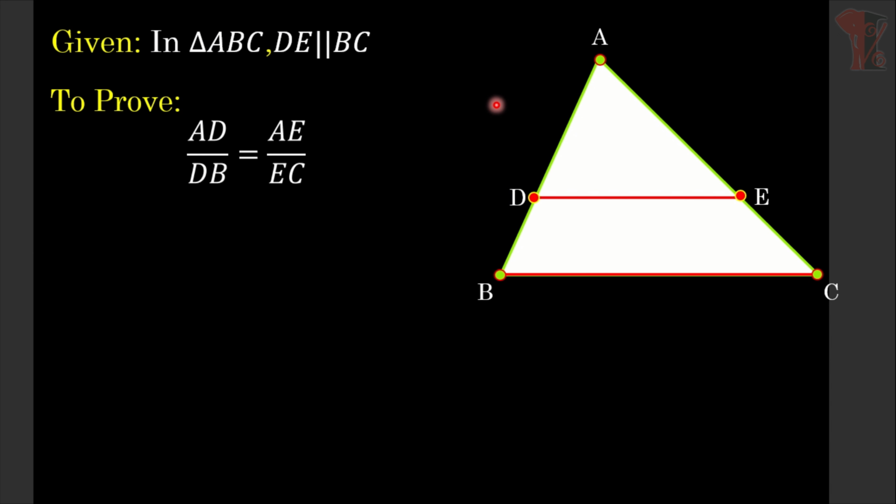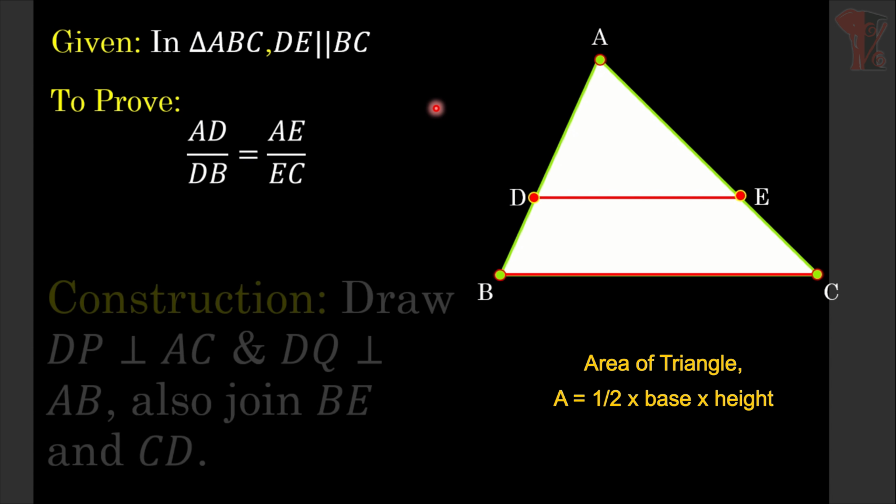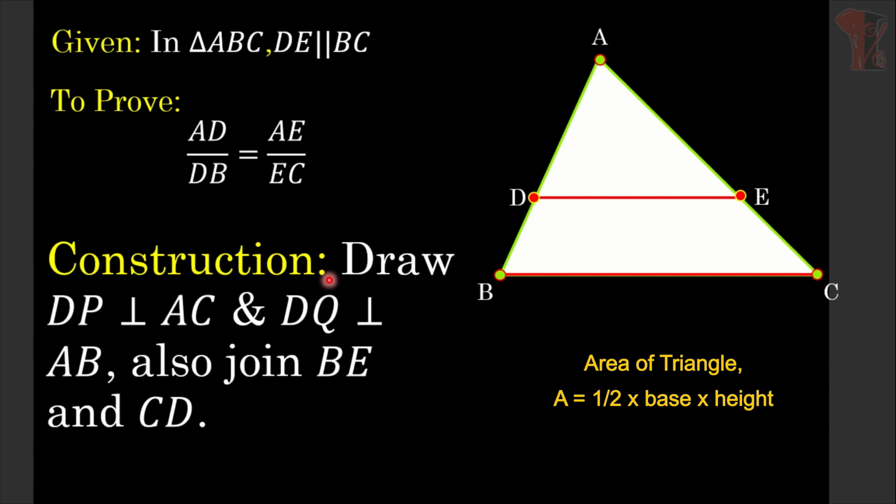As I told you, we are going to use the area concept of a triangle. We need base and height, correct? The bases are going to be the sides of the triangle, but there is no perpendicular line, so that perpendicular line we are going to draw. Draw DP perpendicular to AC and DQ perpendicular to AB. Also join BE and CD. Now you can see DP perpendicular to AE and EQ perpendicular to AB. Then we join BE and CD also.